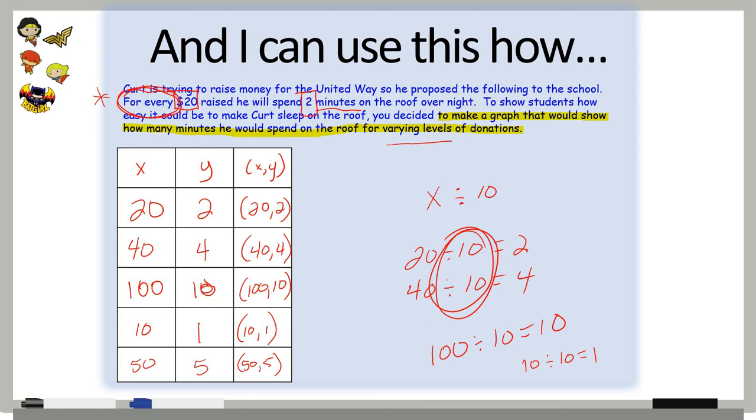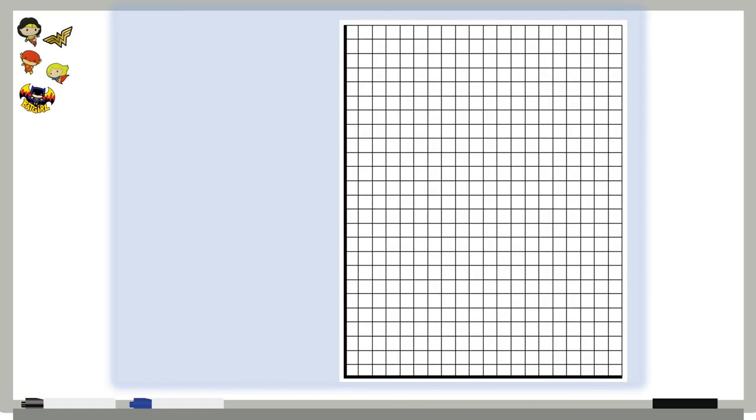So now we are going to take those and plot them. What will be nice is if I could take this over to the next screen with me, but it doesn't look like I can. All right, so you have those numbers written down. Here, I have to remember that my input, my X values, was the amount of the donation, and that was in dollars. And then my output was time on the roof, and that was in minutes.